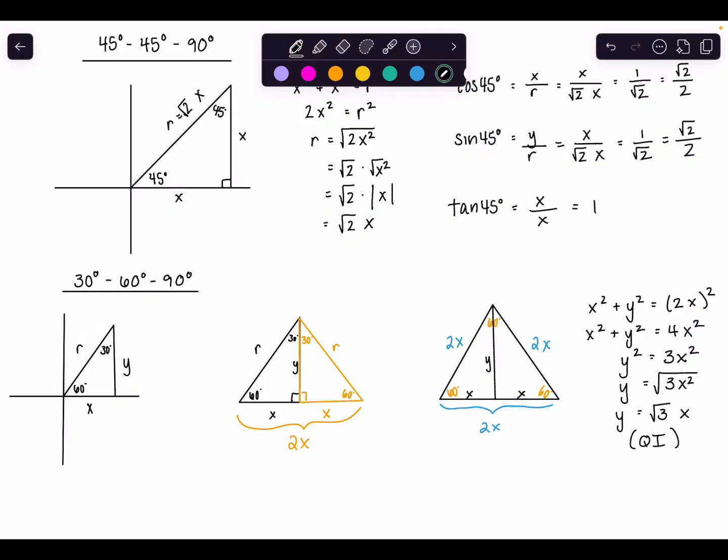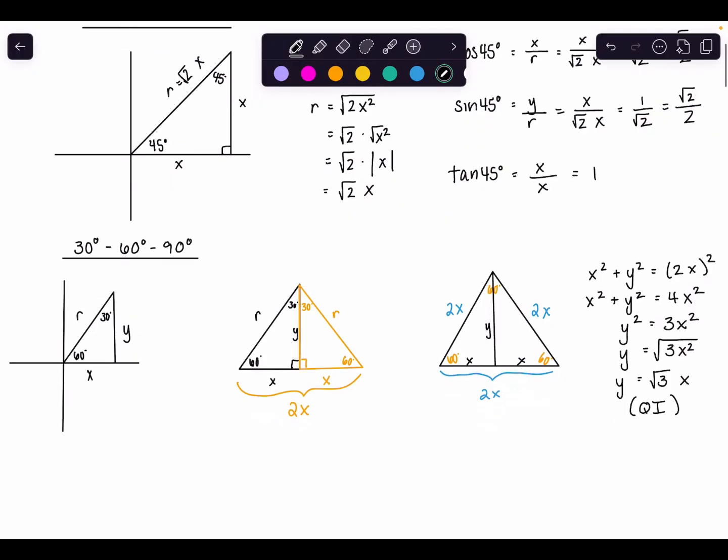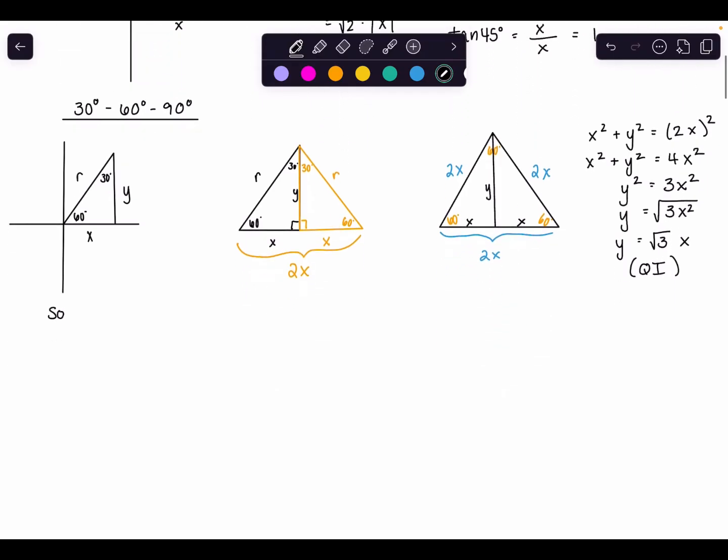Okay. So really, my triangle, every side can be written in terms of x, just like the last one. So here is my 30, 60, 90 triangle. 90 degrees here, 60 degrees here, 30 degrees here. We have side x. This is root 3x, and this ends up being 2x.